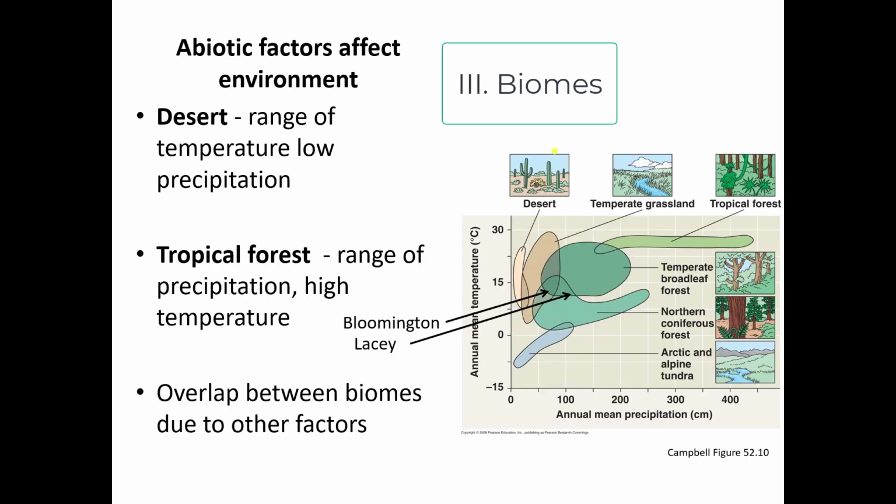Biomes are caused by the abiotic factors, namely precipitation and temperature. A desert has a range of temperatures. It can be warm, it can be cold, but always has low precipitation. A tropical forest can have a range of precipitation, but always has a high temperature, and always has a higher precipitation than a desert. You can also see that there is overlap between biomes.